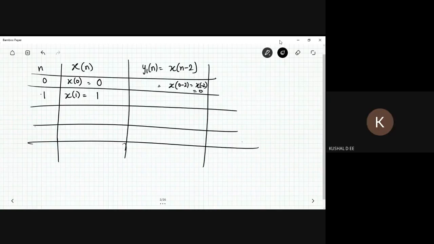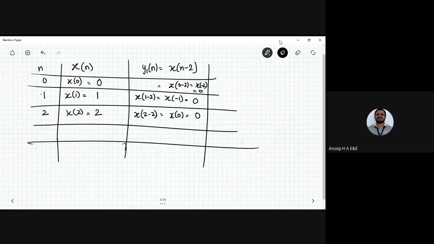1. So now, x of 1 minus 2, that is x of minus 1. What's the value? 0. Now, when x is equal to 2, what's the value of x of 2? 2. Yes, x of 2 minus 2, that is x of 0. What's the value? 0.